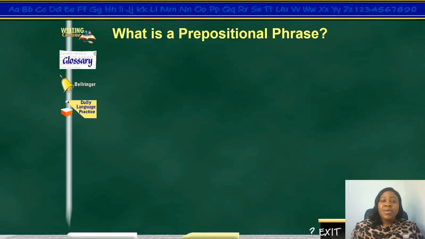Today's lesson is a grammar lesson, and you are going to be learning all about adjective and adverb phrases. Let's go! A prepositional phrase is a term that contains two words, which are preposition and phrase.